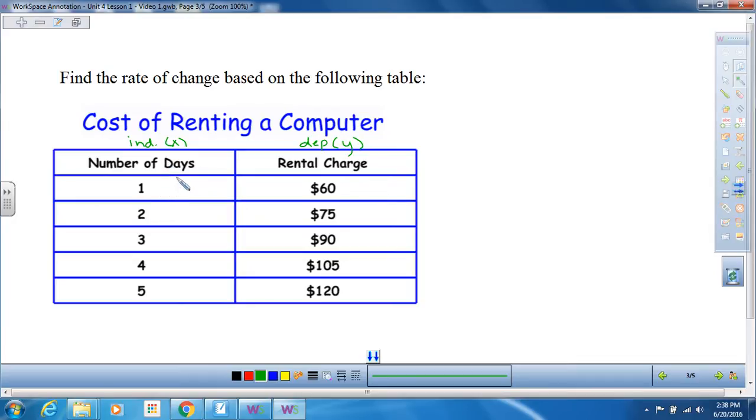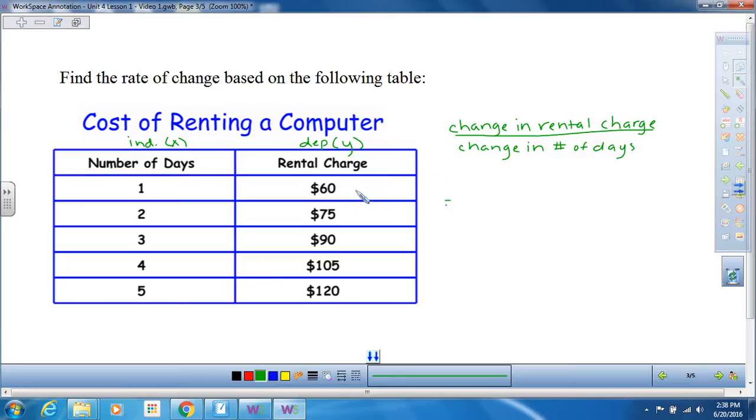All right. So let's look at our changes. So I know that I'm going to want to do the change in rental charge over the change in number of days. So this is my rate of change.